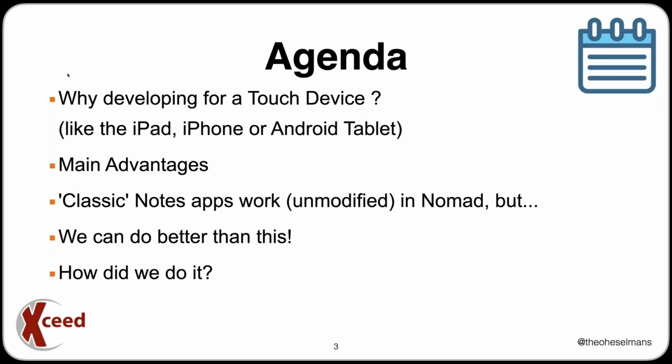All right, so what are we gonna do? We're gonna see how we can develop for a touch device, which is always a kind of a nightmare, right? I mean, it's not really practical to do so until now, because there's something called Nomad. And then we're going to talk about the advantages of developing for a mobile device. We're going to see how we can turn a classic Notes app into something really cool, and then I'm going to tell you how we did this.